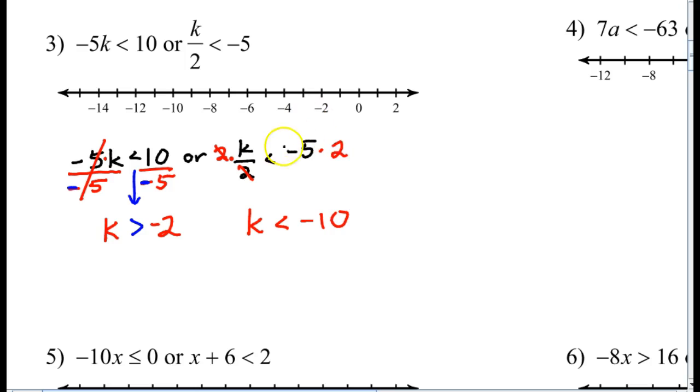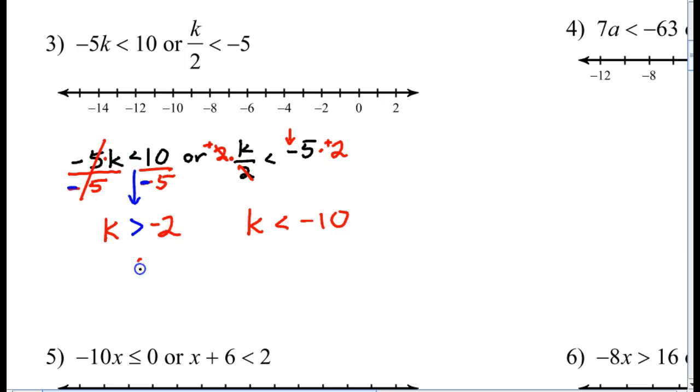Okay. Should I switch the sign on the right-hand side? Because this is a negative here. Should that be switched? No. It's only when you multiply or divide both sides by a negative. So I multiplied both sides by +2. Right? So it stays the same direction.